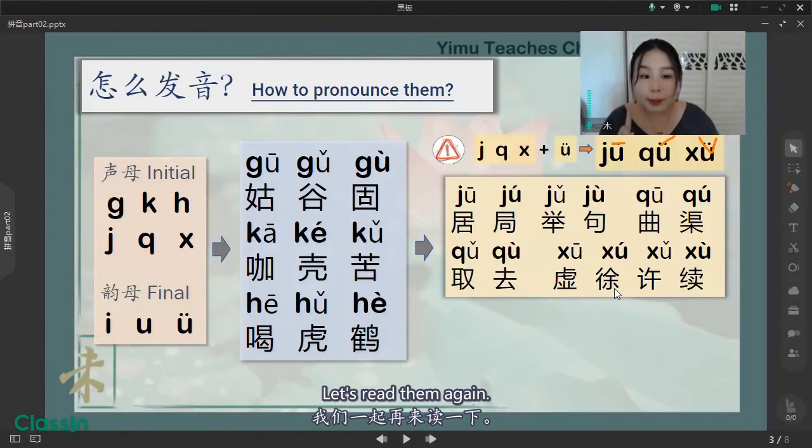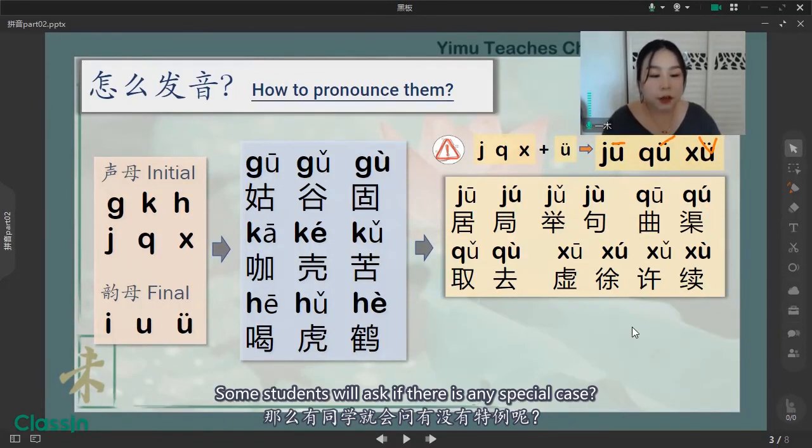Then let's read them again. 居 举 举 句, 区 取 取 去, 须 许 许 序. Very good.